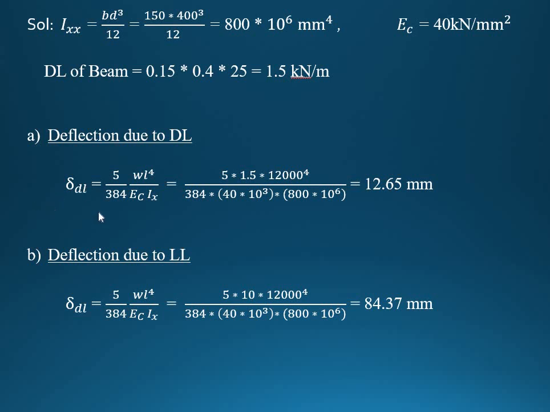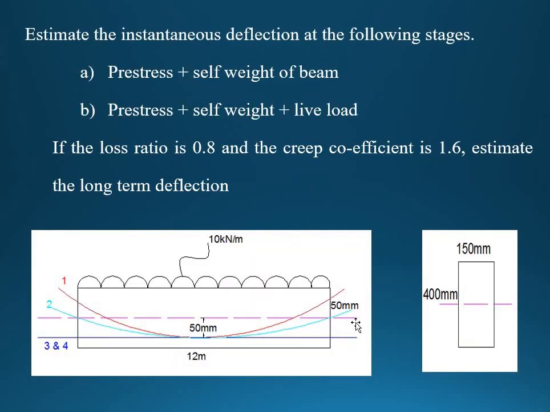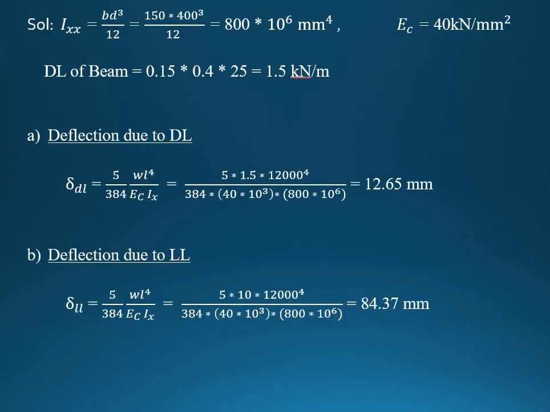In deflection due to dead load, you can see the notation here. It is delta DL equal to 5 by 384 into WL power 4 by EC into IX, the formula I have taken. How did I take this? First of all, whatever problem they have given, it is a simply supported beam carrying a UDL. You can go and check there.